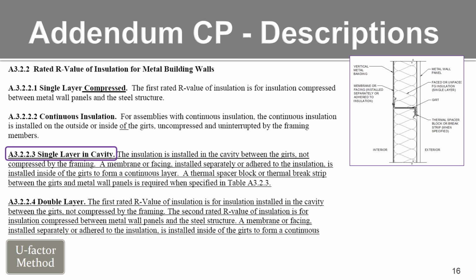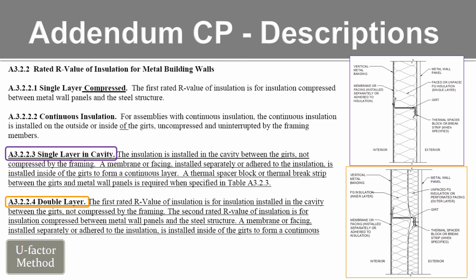There is a requirement, at least if you want to use the U factors out of the U factor table for metal building walls in Appendix A, that it assumes you will have a thermal spacer block or a brake strip tape. For the level that they're asking for, it would be a brake strip tape.